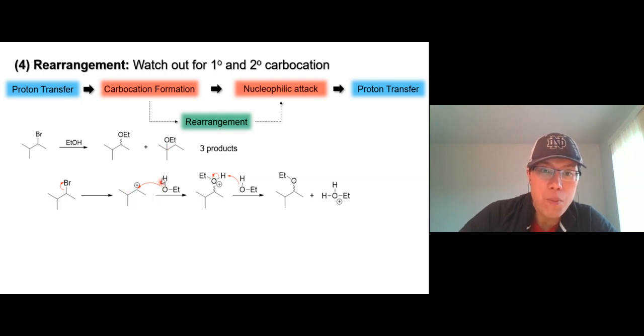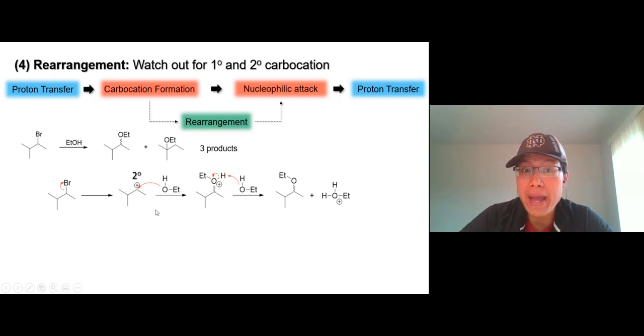But how do we make this attack the carbon in the middle right here? Well, we have to make it positive, right? I'm not sure if you realize that. What type of carbocation is this? This is the secondary carbocation. Can you make it better, more stable?